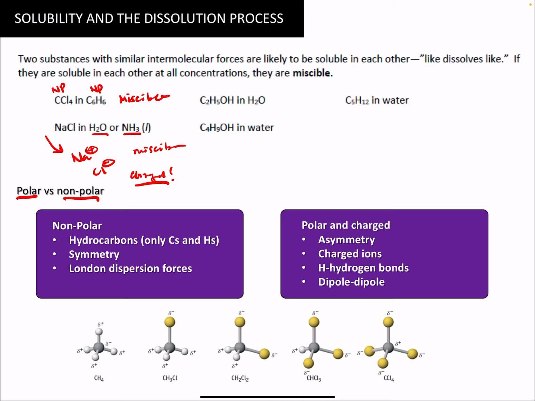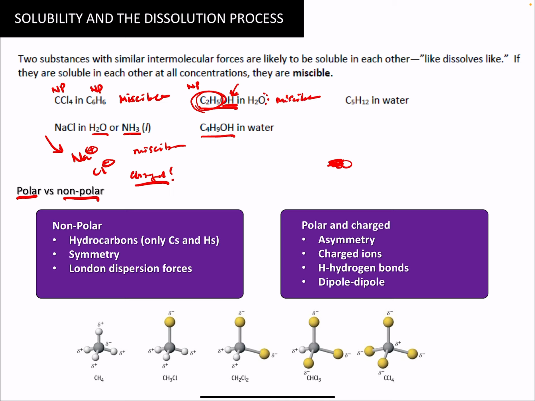What about this guy? Here we have ethanol. So you have a portion of C's and H's and then an OH, right? This is a hydrogen bonding group. So it's polar, but this part is non-polar. What you have is a non-polar region and a polar region. And it turns out that the polar region is important enough that in water it's soluble, so it's miscible.